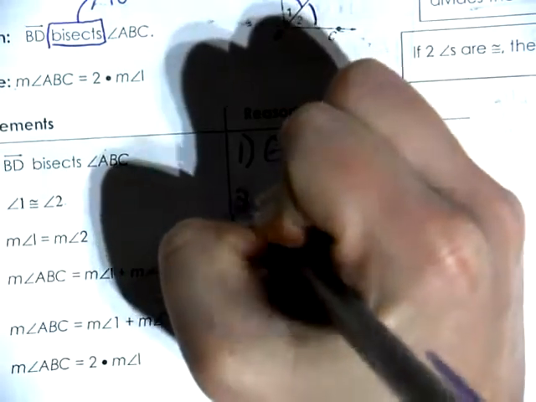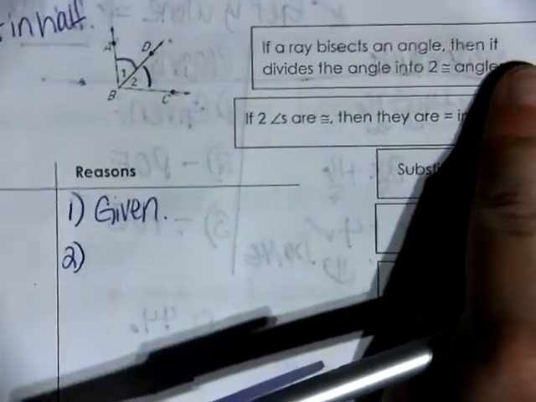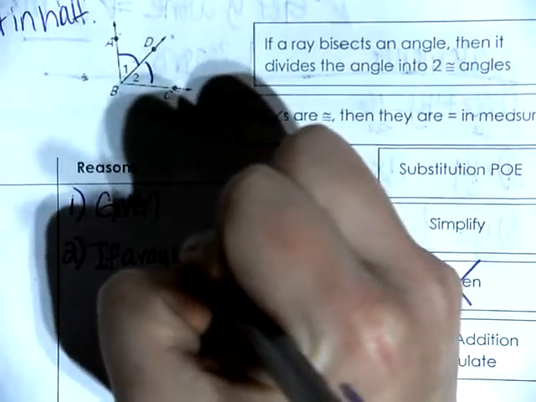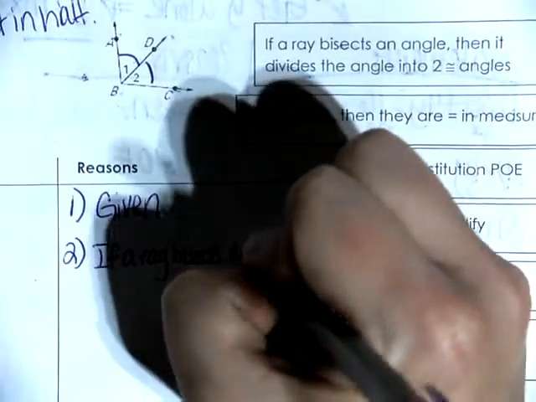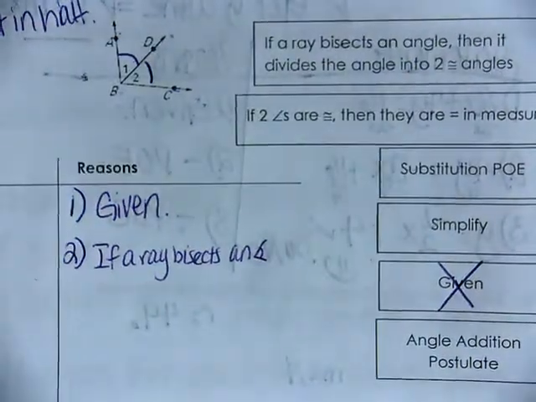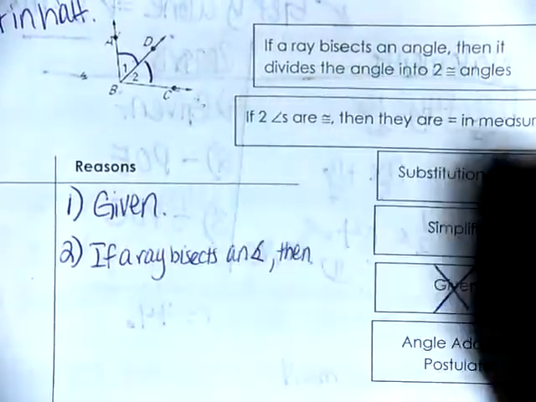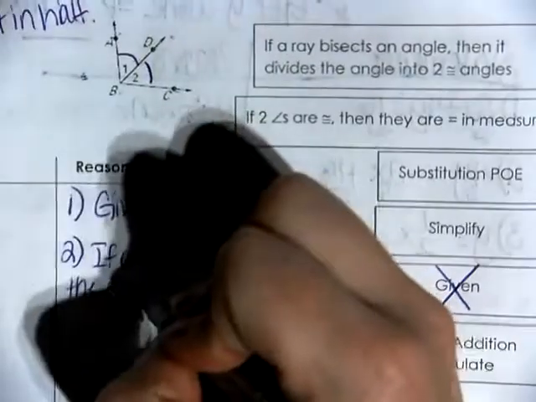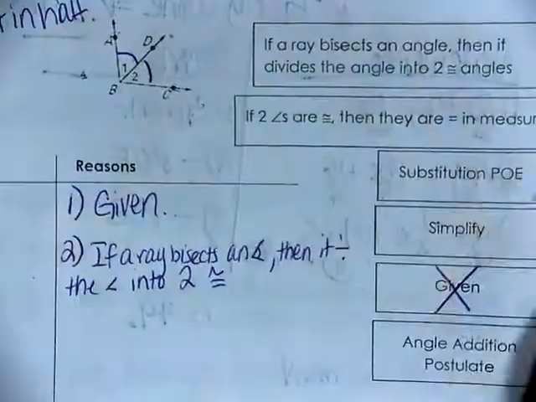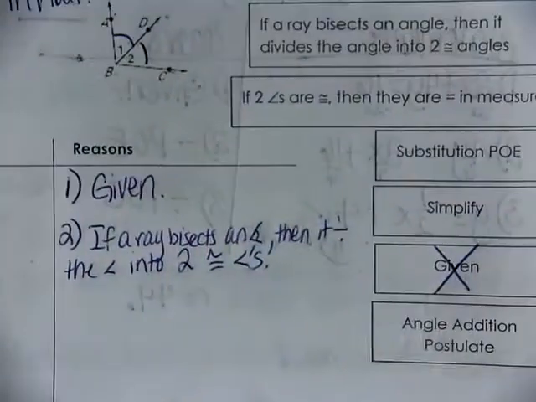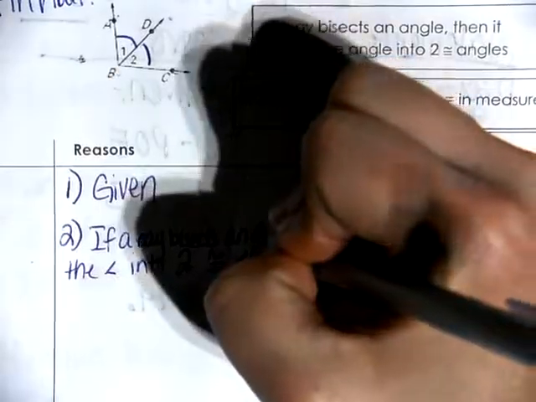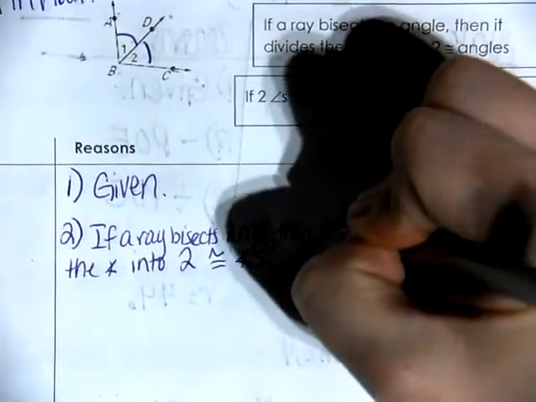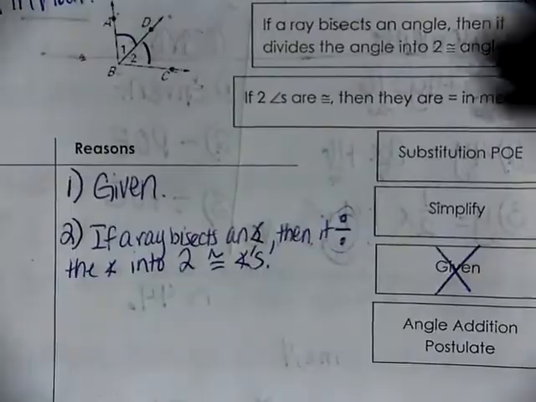So the next thing that we're going to write is this next statement. And you're welcome to use shorthand. I would say if a ray bisects an angle, and this is a symbol for angle, then it divides the angle into 2 congruent angles. So that is using the shorthand version of angle. If you want to put the arc in between just to say that it's an angle, if that will help you, then that's fine. I was using the old-fashioned division symbol to represent the word divides.